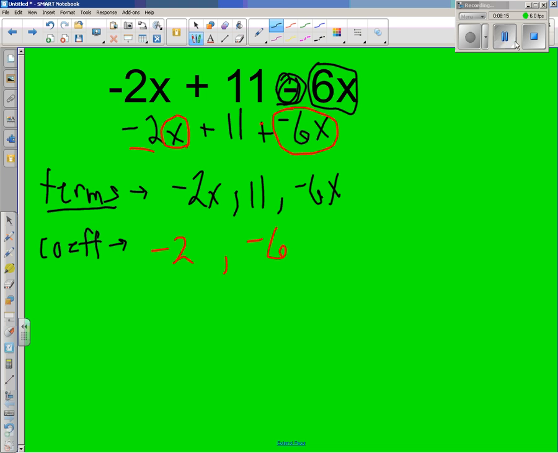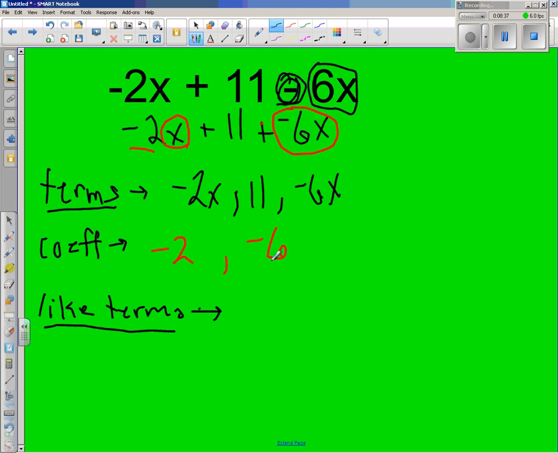Next, the next thing that we have to identify is our like terms. Oh, hang on, I'm making my pen freak out. Like terms. And our like terms are any term that has the exact same variable part. So we can't mix x's and y's, we can't mix a's and b's.